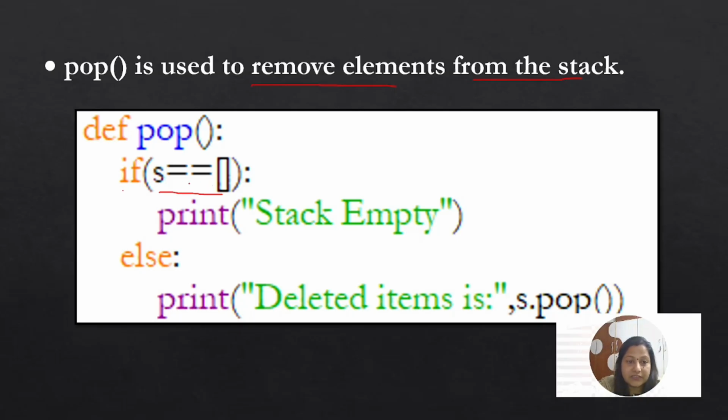If s equal to empty, you have to print stack is empty. Else print deleted item is s dot pop. Again you are giving s as the stack name dot pop function. So it will delete the topmost element from the stack.